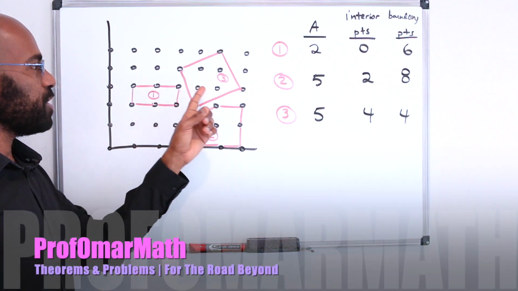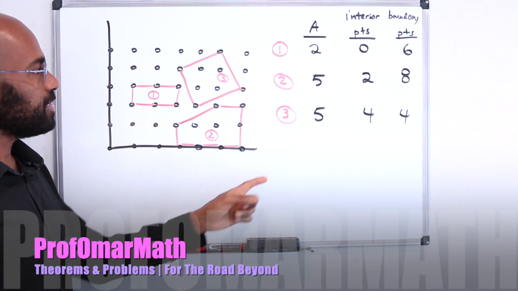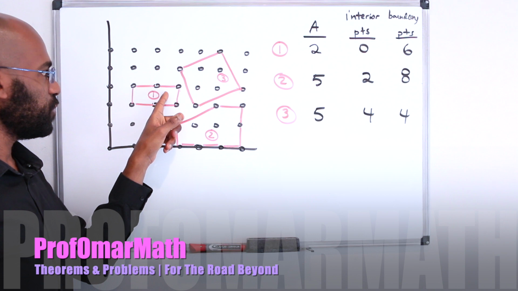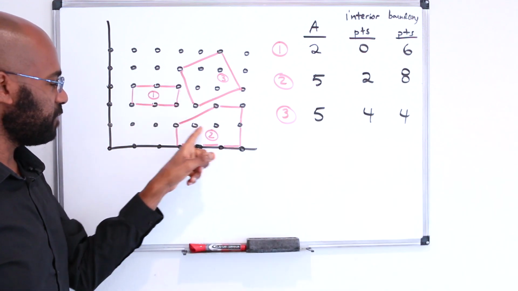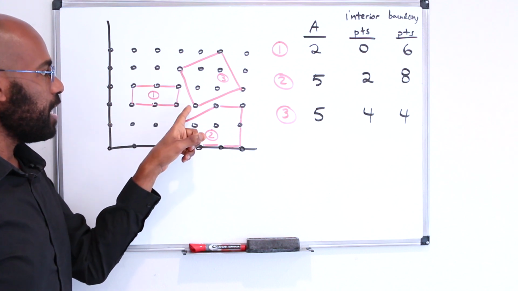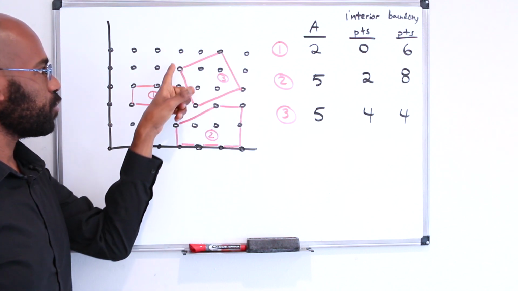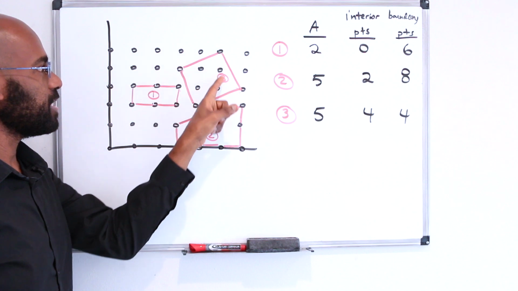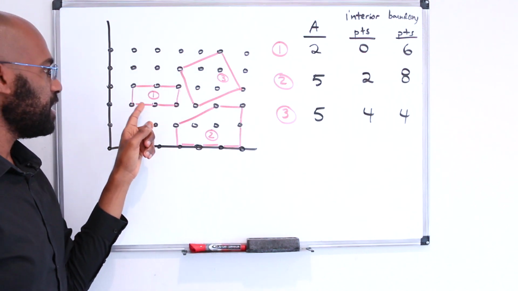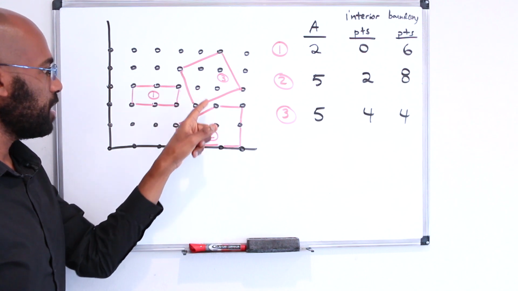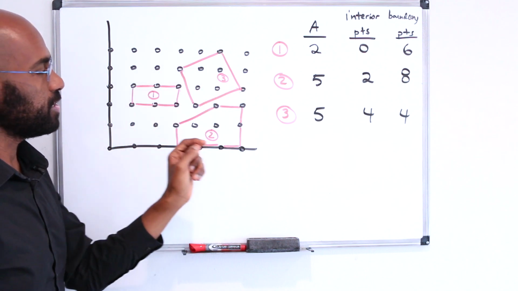Take a look at these three polygons right here. I listed the areas of each. This has area 2. This has area 1, 2, 3, 4, and then this is half of 2, which gives us 5. And then the diagonals of this square are all square root 5, so this has area 5 as well. I've also listed the number of interior lattice points, 2 here, 4 here, and 0 here.